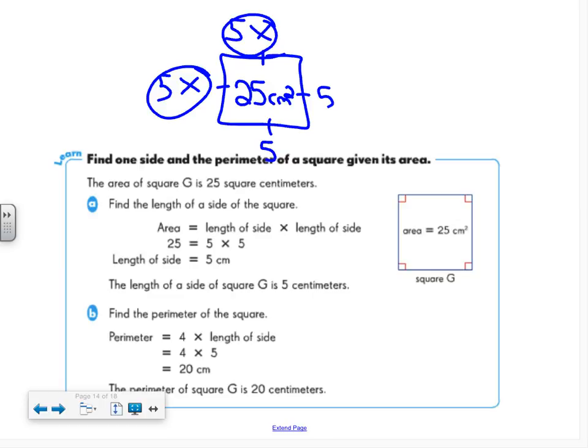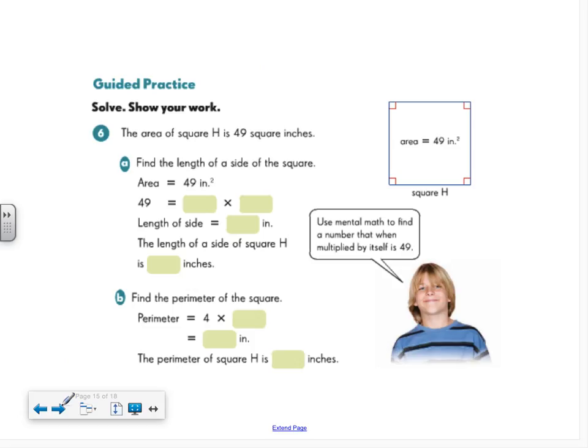The next problem is, I want you to pause and see if you can solve it, and then check your work when you're done. It says the area of square H is 49 square inches. Okay, again, we have a square. What do I know about a square? All the sides are the same. And I know that area equals length times width. And they gave me the area, which is 49. So they're saying 49 equals how long it is times how wide it is.